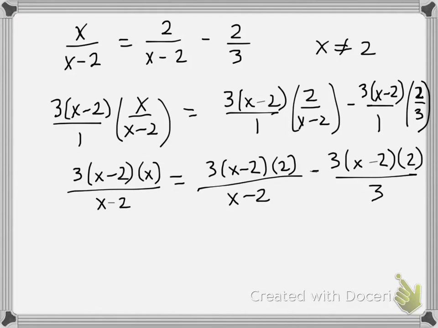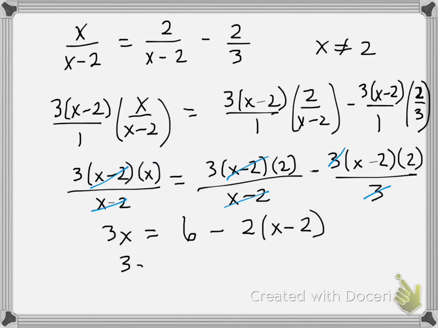Now, again, what was our motivation in doing this? To get rid of the fractions. Do we get rid of fractions? Absolutely. Notice in the first term, the x minus 2's cancel. In the second term, the x minus 2's cancel. And in the third term, the 3's cancel. And so what does that leave us? That leaves us 3x equals 3 times 2, which is 6, minus 2 times x minus 2. And I'm going to now distribute that minus 2 on the right-hand side to get 3x equals 6 minus 2x plus 4. Now, why is it plus 4? Because it's minus 2 times minus 2, which is going to make it a plus 4.